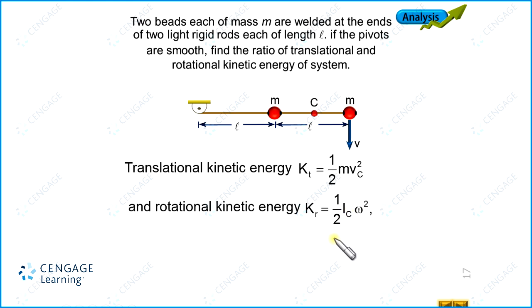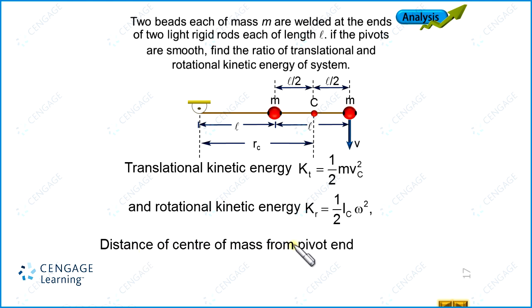This is the center of mass of the system, C. We know the distance of the center of mass from this bead is L by 2, and this is also L by 2. If we want to find the distance of the center of mass from the rotation axis, this should be equal to L plus L by 2, that is equal to 3L by 2. This is denoted by Rc, that is 3L by 2.